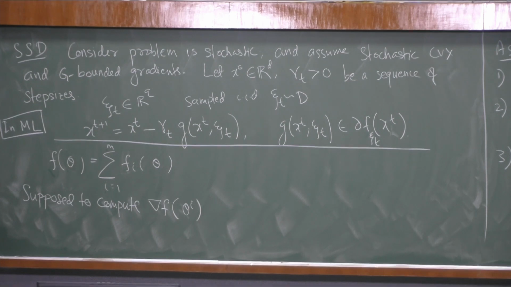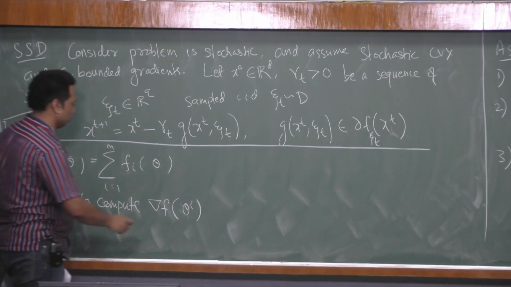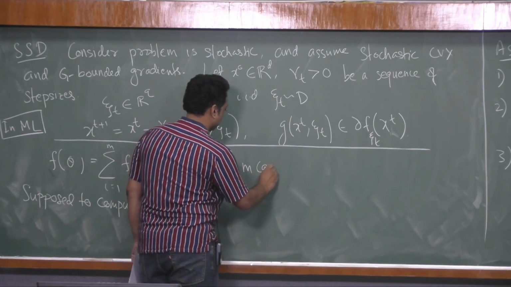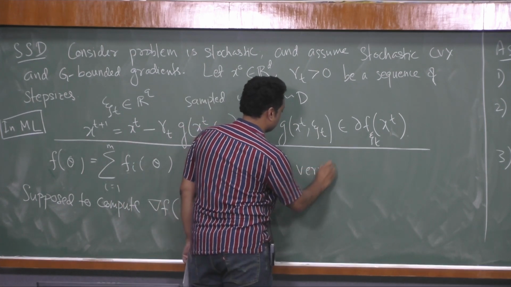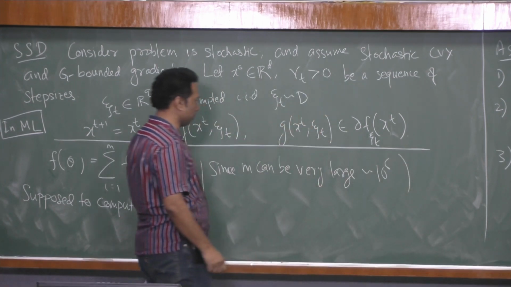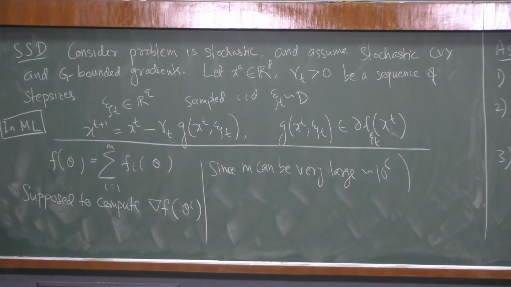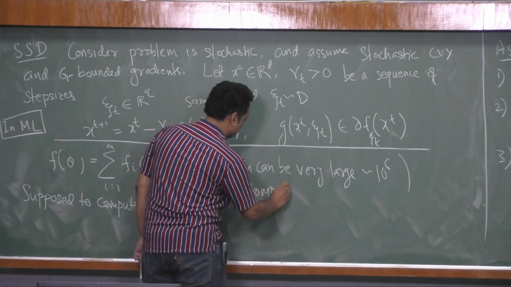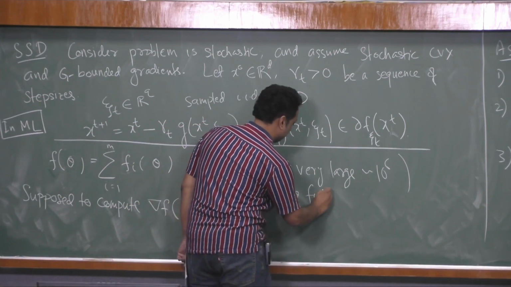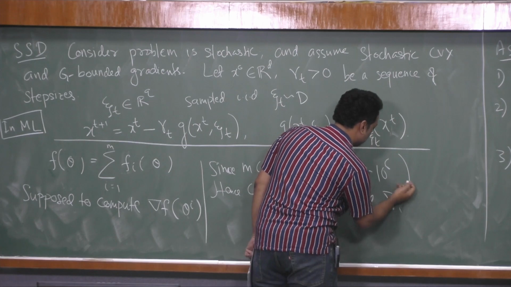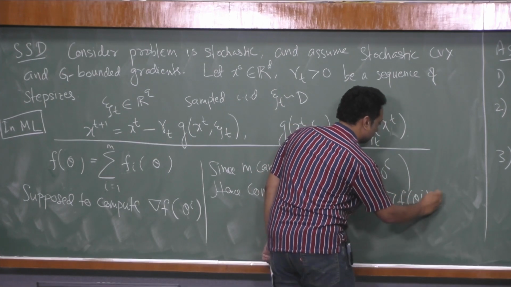So that's why people go for something else. Since m can be very large, up to the order of sometimes millions, which is very realistic, hence computing the full gradient, grad f at theta i, is very costly.